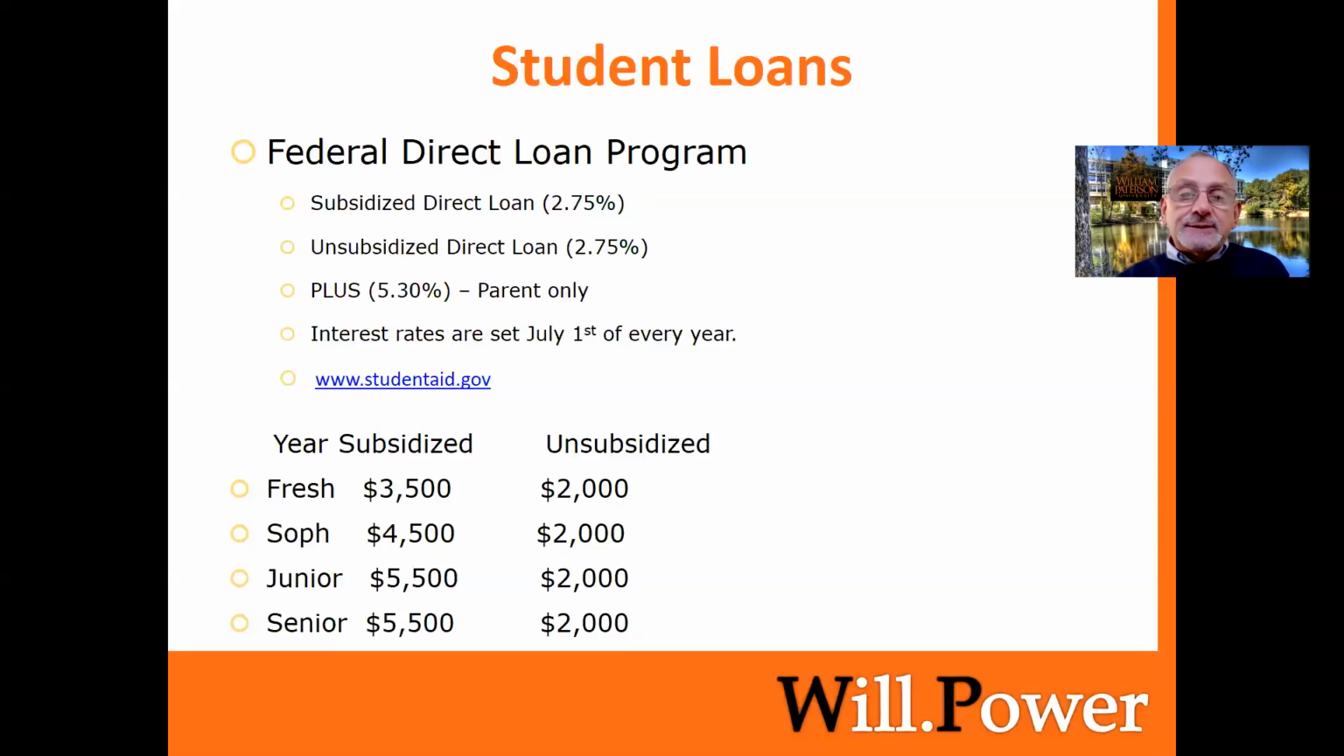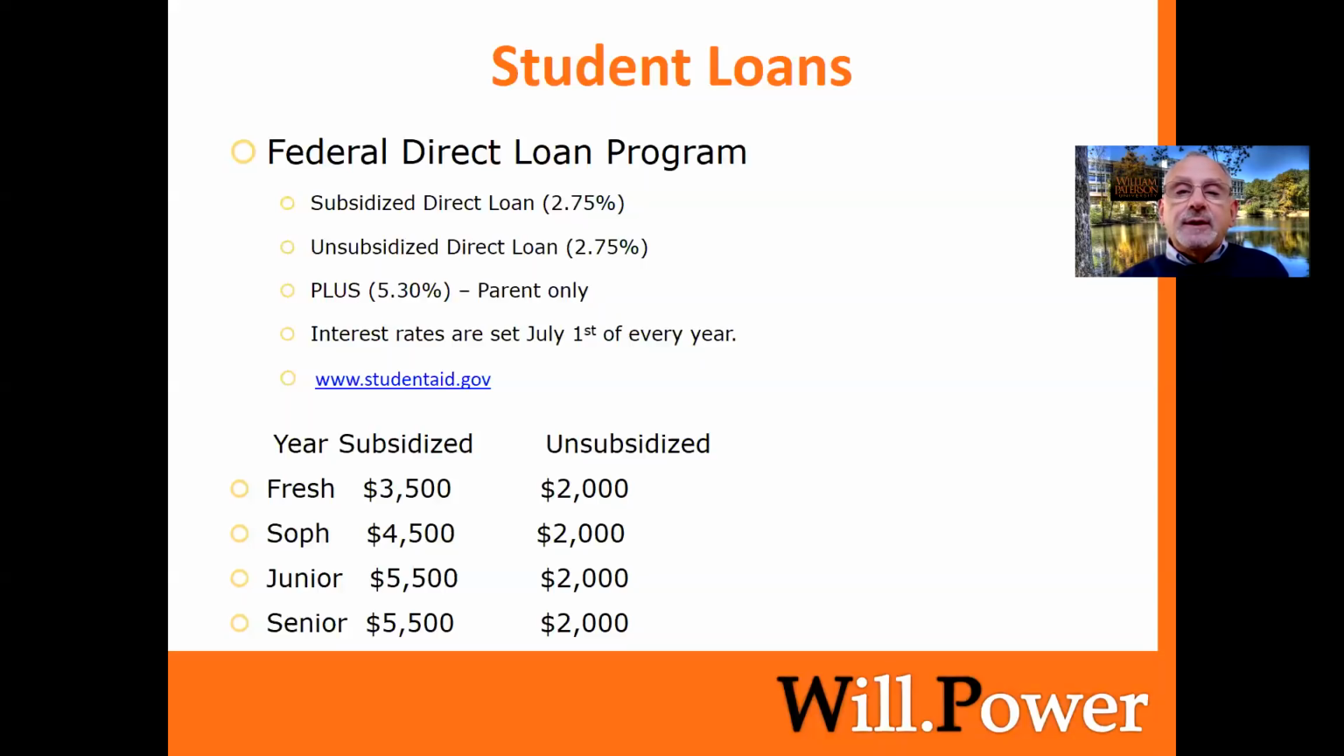The interest rates are decided every July 1st. So for this current award year, the interest rates are 2.75% for both the subsidized and unsubsidized loans. That's for students who graduate.